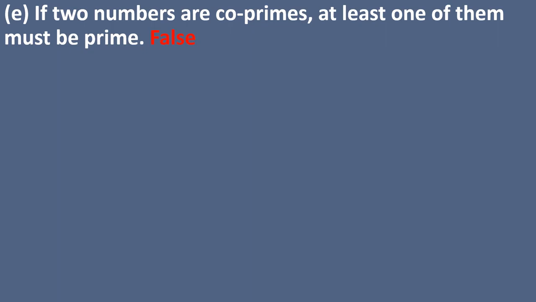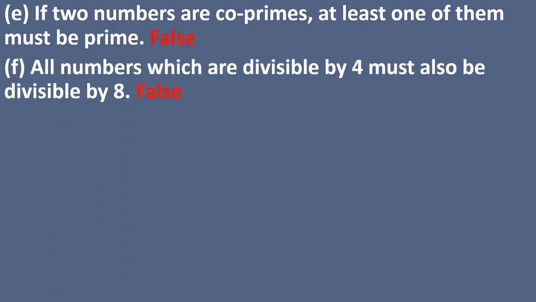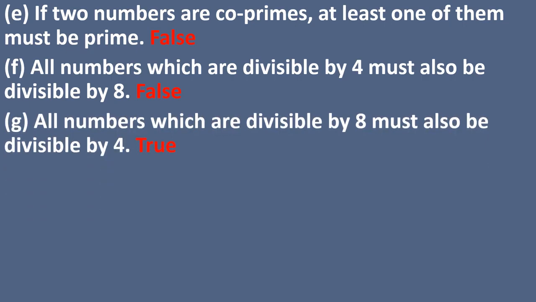F. All numbers which are divisible by 4 must also be divisible by 8. False. 12 is divisible by 4, but 12 is not divisible by 8. G. All numbers which are divisible by 8 must also be divisible by 4. True.